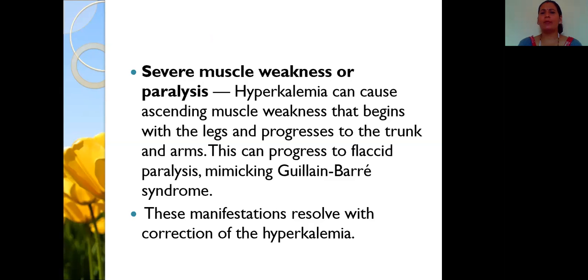Hyperkalemia can cause ascending muscle weakness, which typically begins in the legs and progresses to the trunk and arms. This can progress to flaccid paralysis mimicking GBS, that is Guillain-Barré syndrome, and the manifestation resolves with correction of hyperkalemia. Once the hyperkalemia is treated, the manifestations also get resolved automatically.